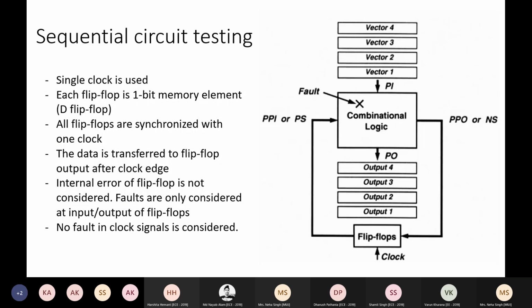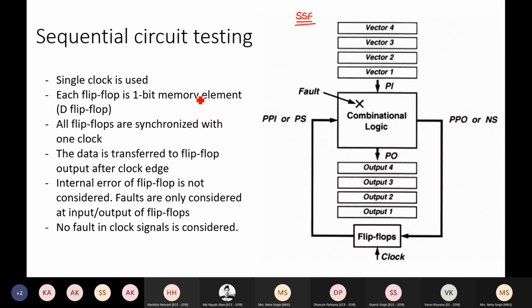Some assumptions are already made for sequential circuit testing. However, under these assumptions also, if we analyze for stuck-at faults only, single stuck-at faults only, we are able to get a good coverage above 90%, right? Good fault coverage. So for that, we consider that only a single clock is used. However many flip-flops I have, all the flip-flops are synchronized. They are running on a single clock.